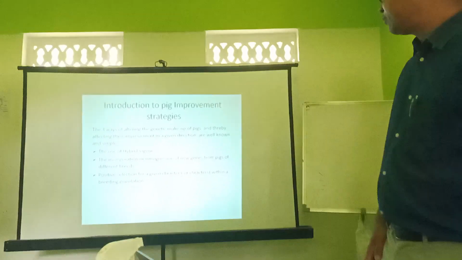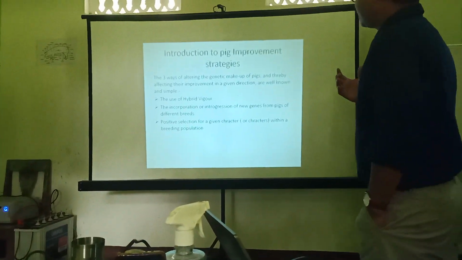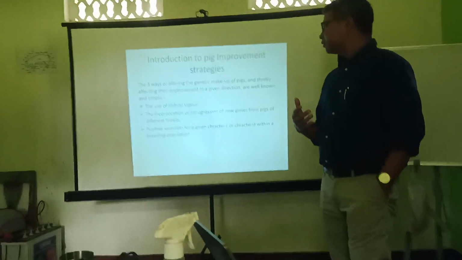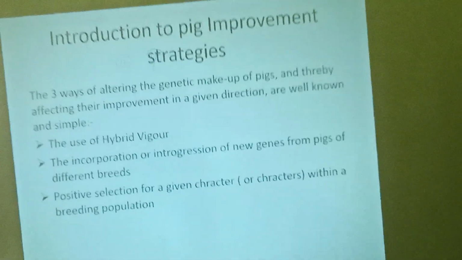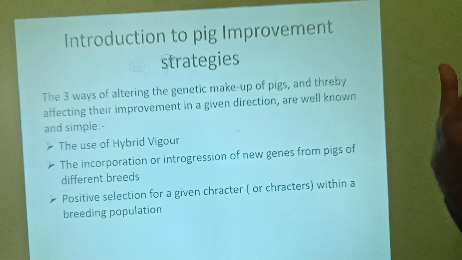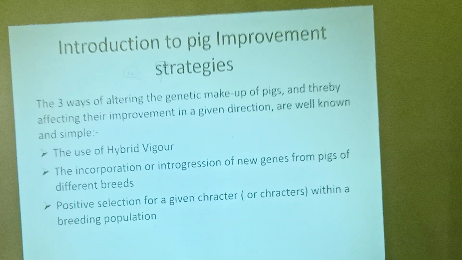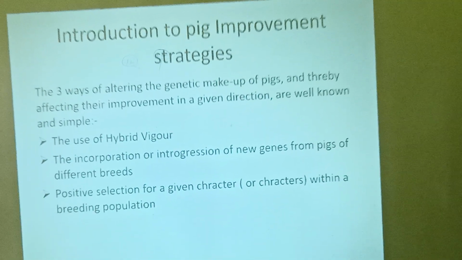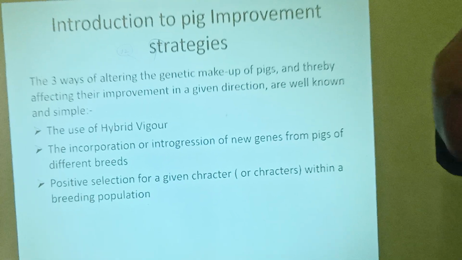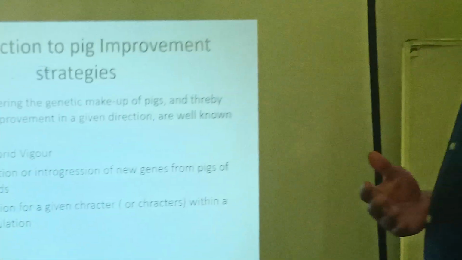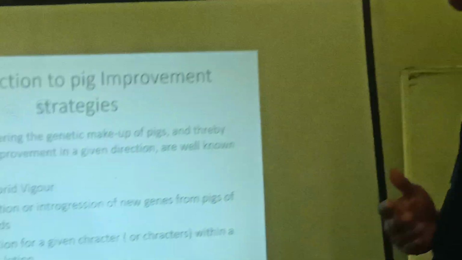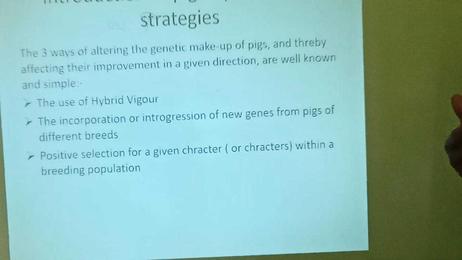There are three ways of altering the genetic makeup of pigs. Okay. When you try to improve the genetic makeup of the pigs, you want to improve in which direction you want to take that breed to. And some of the strategies are the use of hybrid vigor.